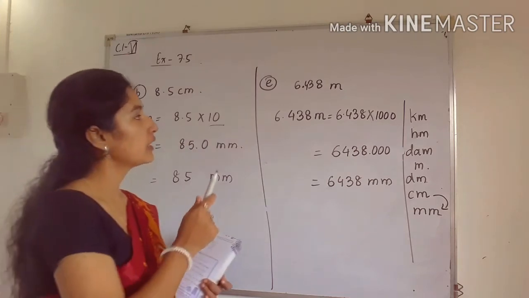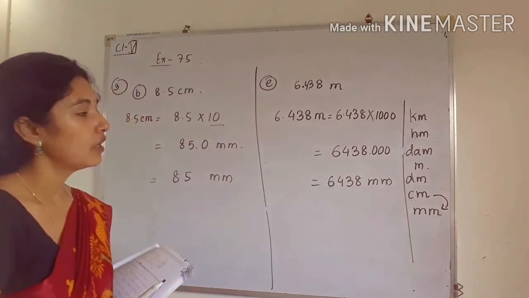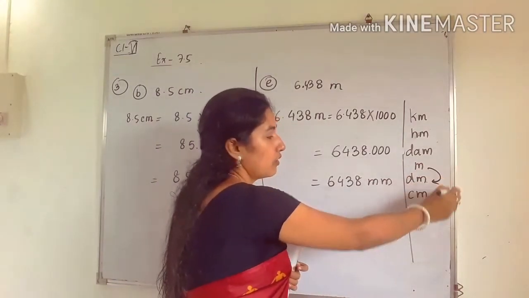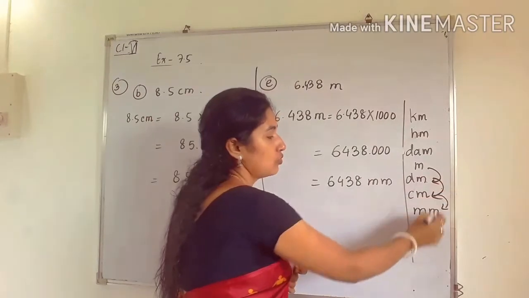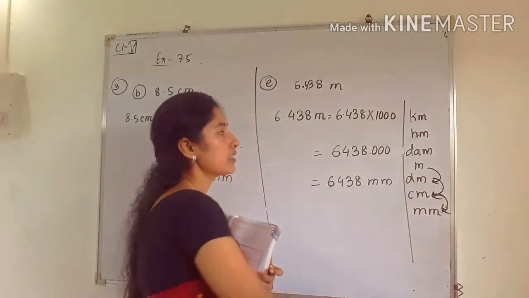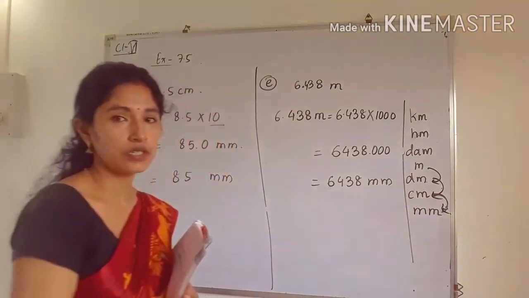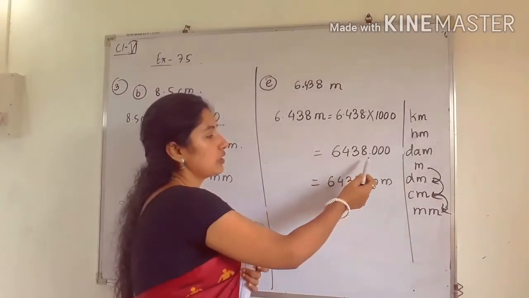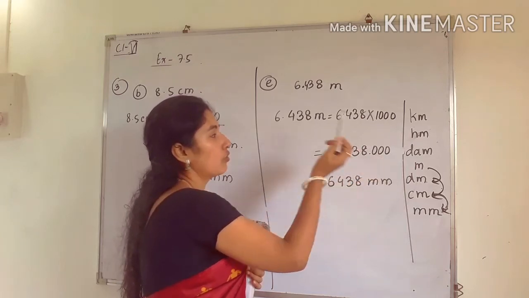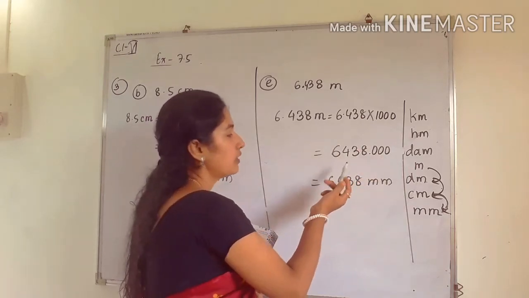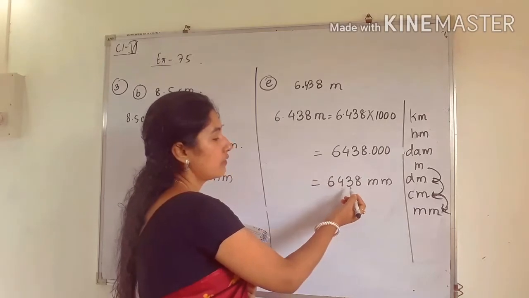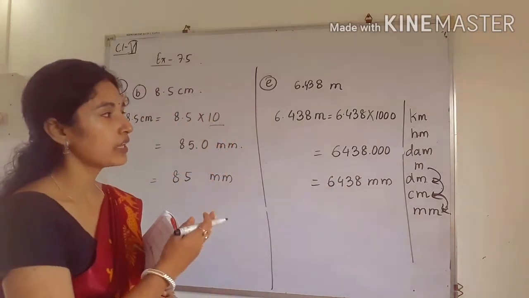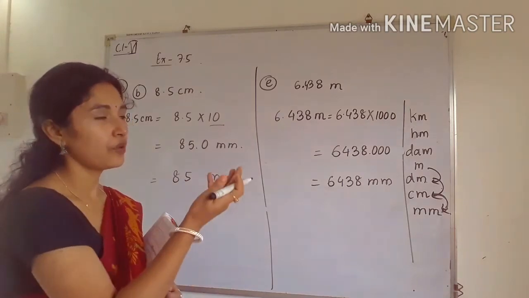So next is number E, 6.438 meter. Meter we have to convert into millimeter. So see how many steps we have to go. 1, 2, 3. 3 steps means how many tens? Yes, 3 tens, that means 1000. So when we multiply it with 1000, you will get 6438.000. Okay. So this will be what? We can write 6438. Already I have shown you how to multiply a decimal number with 10 or 100 or 1000.